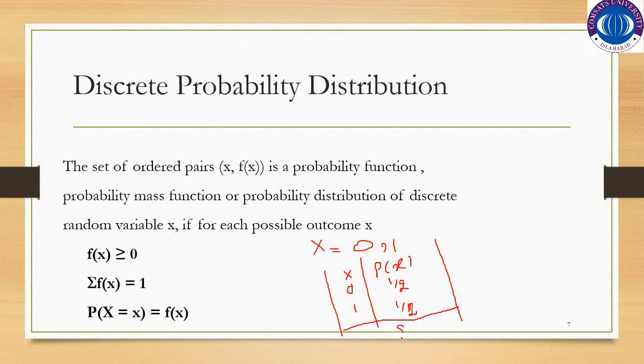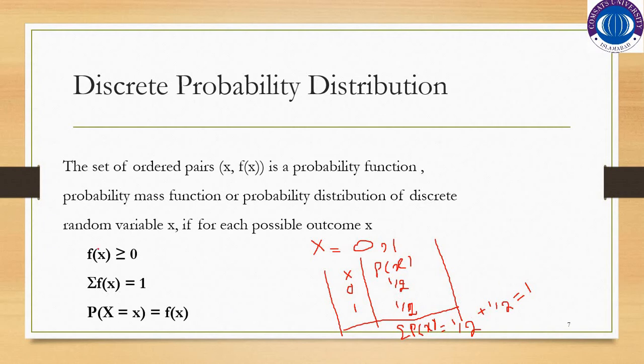So sum of this probability, P of x, is equal to 1 by 2 plus 1 by 2, which is equal to 1. So total probability, sum of probability, is 1.